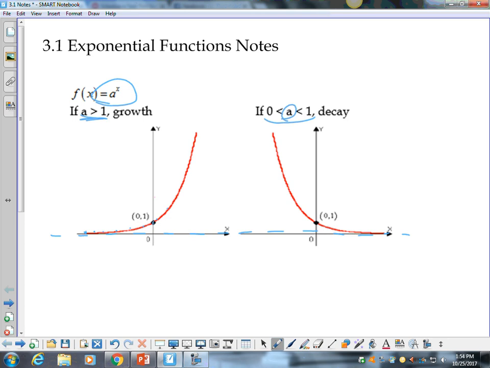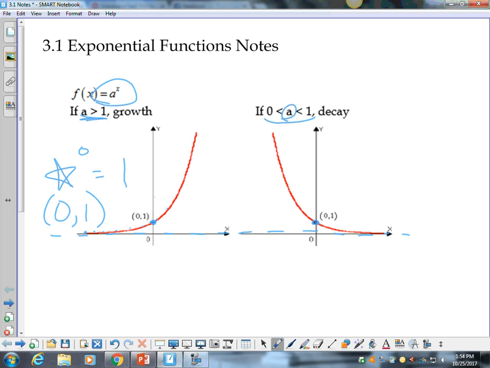Okay, do you notice that they both have a y-intercept at 1? Can anybody tell me why? Look at the function. Why? No matter what a is, because anything to the 0 power is 1. And who's your power? X. So if x is 0, anything, a, to the 0 power is going to be 1. So when x is 0, y will always be 1. I don't care what you're raising to that power.